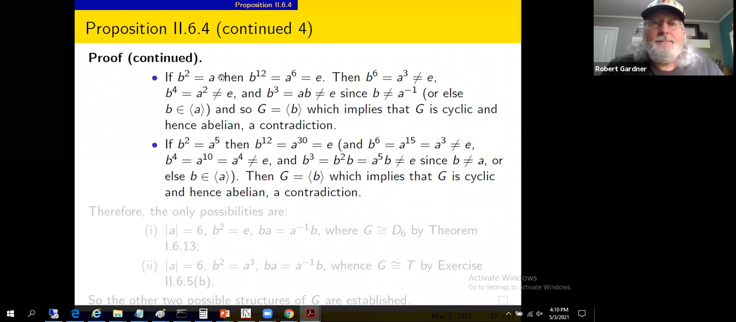Let's try 1. Like I said, we've gone through them in a kind of oddball way. These last two arguments are a little bit different. Suppose B squared equals A to the 1 power. Then raise both sides to the 6th power. We get B to the 12 equals A to the 6. That's the identity because A is an element of order 6.